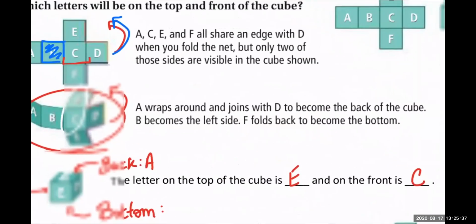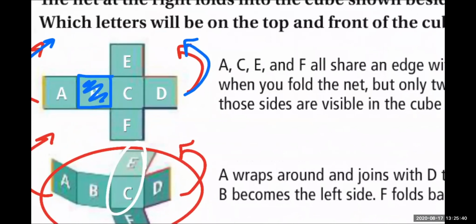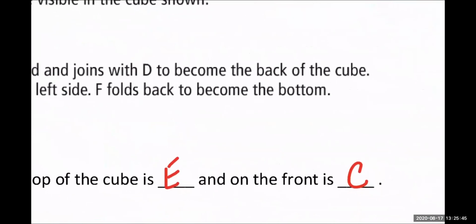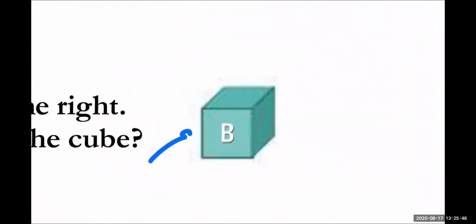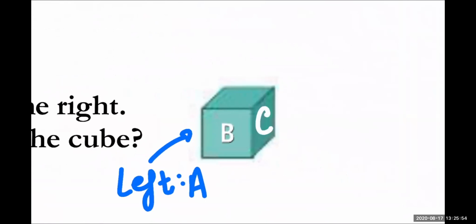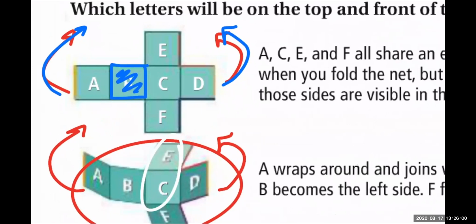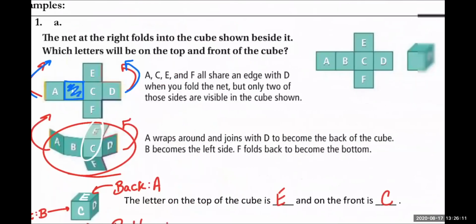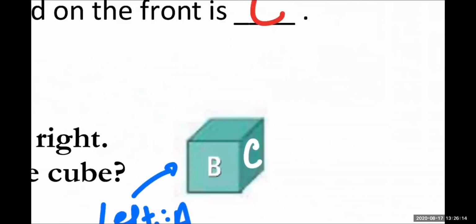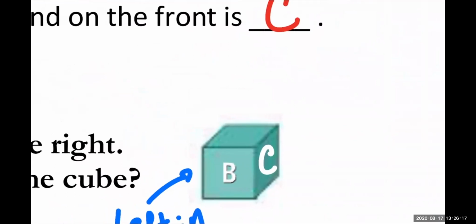What will be on the left side and then right side? Left side is A, and right side is C. So left is A, right side will be C. How about the top? What letter's on the top? E. Which way is the E oriented? Straight up and down. Like it's sideways. Okay, draw it, show me.